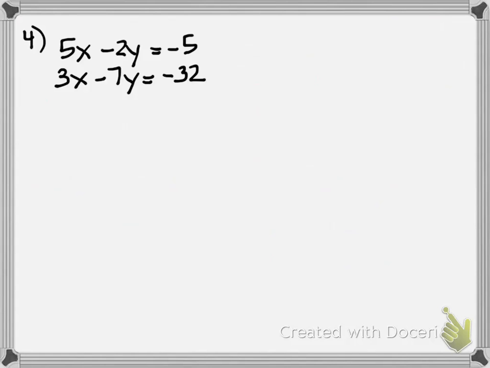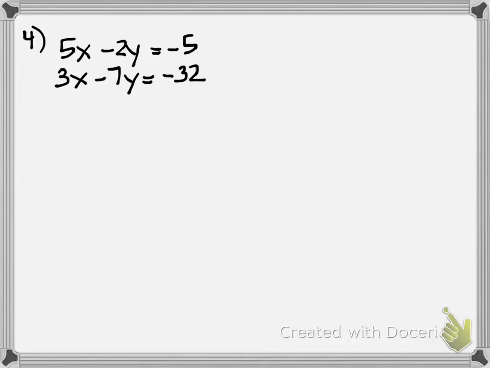Logan, why do you think I'd say worst case? Because you can't multiply just one to make the other. You have to multiply both. Yeah, I can't multiply just one equation by a number to get a match. It's impossible.